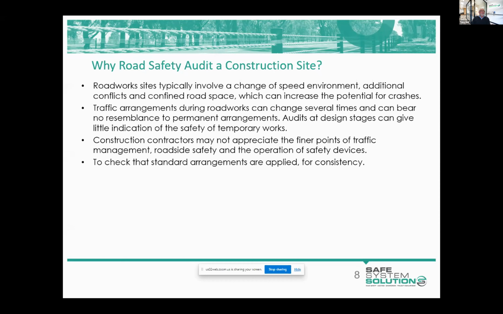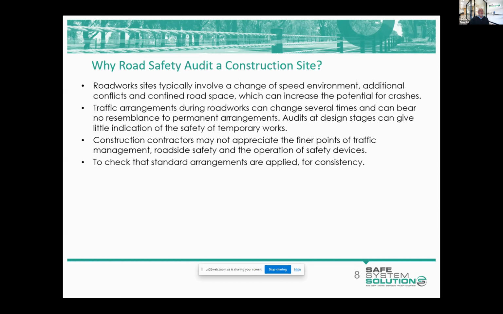To check that standard arrangements are applied for consistency. And again, this was one of the reasons for these Austroads guides: let's have that consistency not only across one state, but across all our states and territories. And while New Zealand's signing is probably based more around the UK type signs, we're still trying to get that consistency for Austroads.